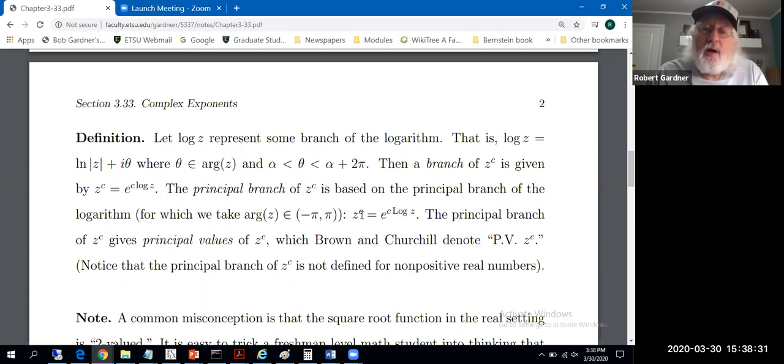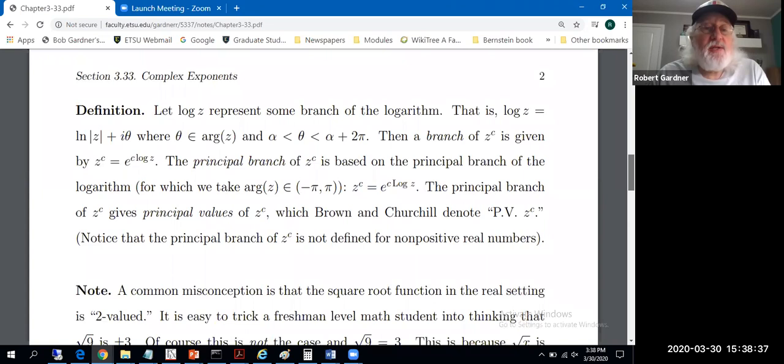And this is just totally consistent with the way you did it in Calculus 2. The principal branch of z to the c gives the principal values of z to the c. Brown and Churchill denote this, it's a little clunky, PV, principal value, z to the c. It produces then a single valued function, at least. Now we can finally talk about the square root function. We've talked square roots, but we haven't talked square root function yet. So we're getting there.